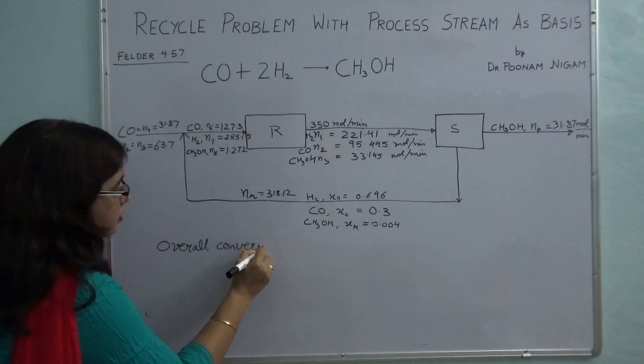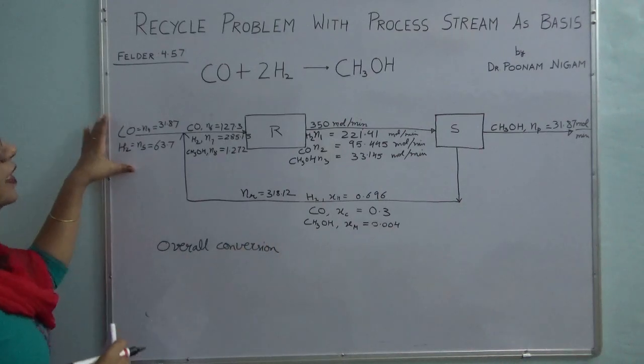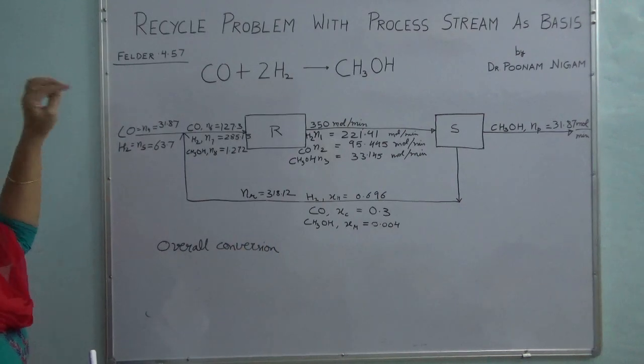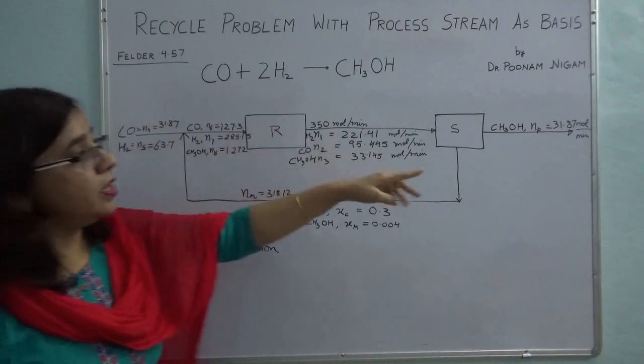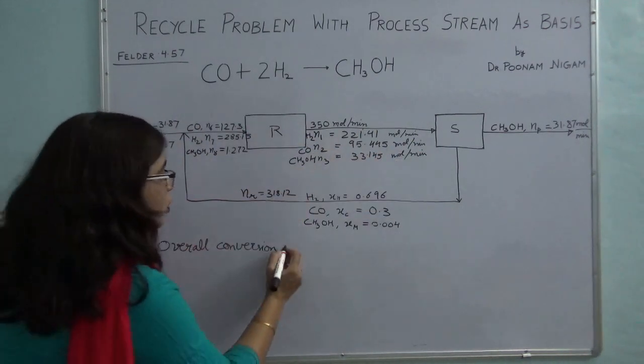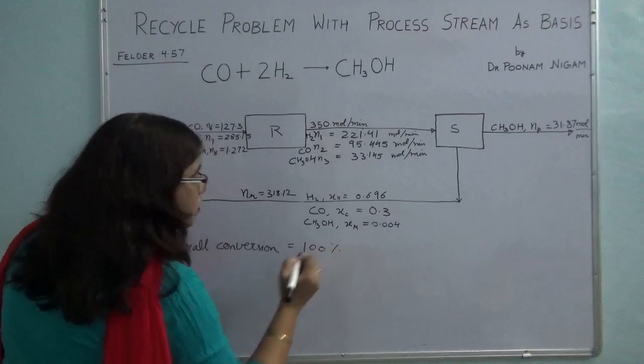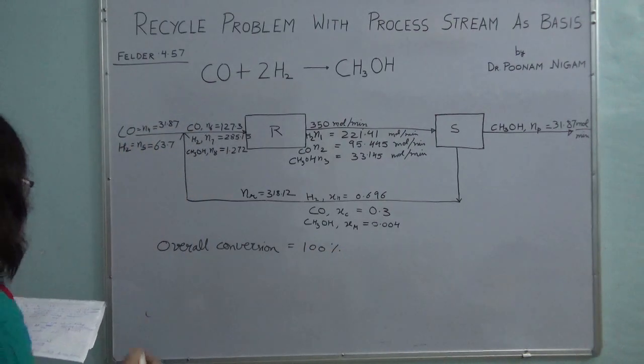What is going in? So reacted upon fed. How much is reacted? CO, nothing is coming out, everything is reacting. So your overall conversion is 100%. What is your single pass conversion?